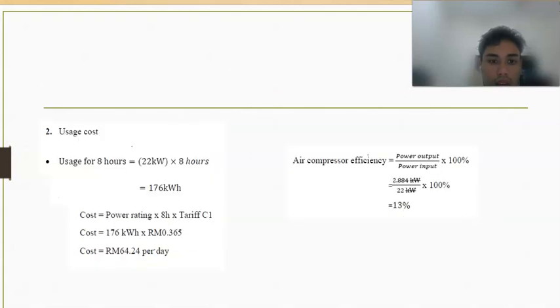And then the usage cost, which is the input power of the air compressor, which is 22 kilowatt times 8 hours, shows 176 kilowatt hour. So for the cost using the tariff C1, the cost is 64 ringgit 24 cent per day. So the air compressor efficiency, which is power output divided by power input, shows the air compressor efficiency is 13%.